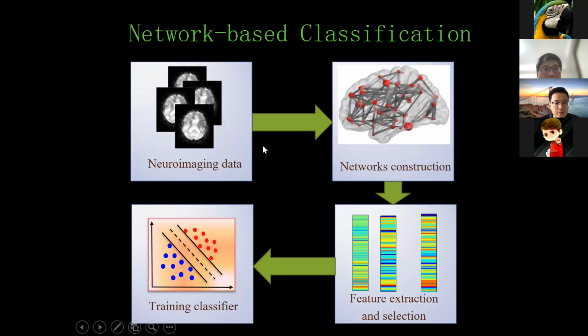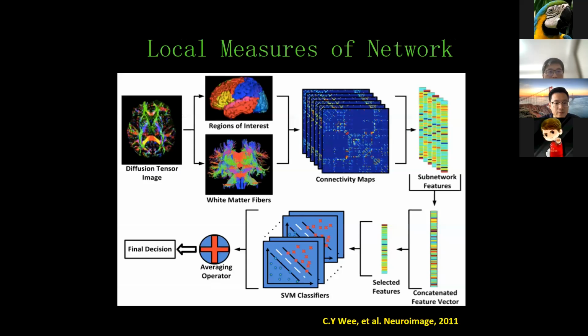This is a flowchart for network-based diagnosis. Firstly, we construct the brain networks from the neuroimaging data, and then we extract the features from the brain networks. Finally, we can perform the classification using machine learning classifiers, for example SVM, deep learning, and many other classifiers. So this is a very simple flowchart.